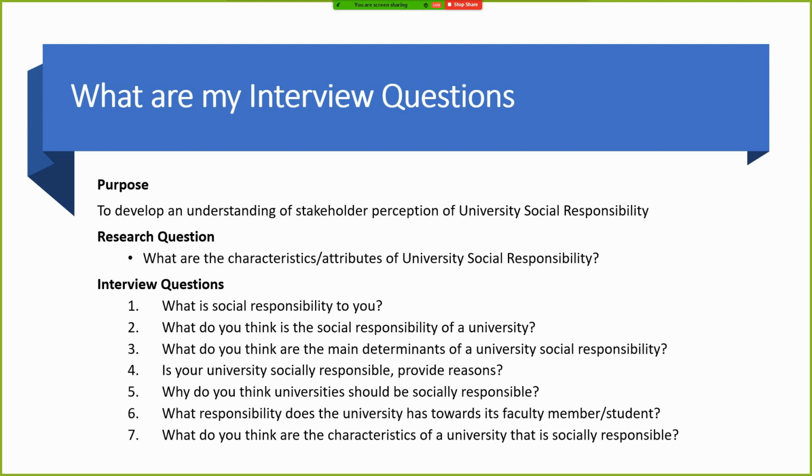Is your university socially responsible? Provide reasons. What do you think a university should be? Why do you think universities should be socially responsible? What responsibility does the university have towards its faculty members or students? What do you think are the characteristics of a university that is socially responsible?